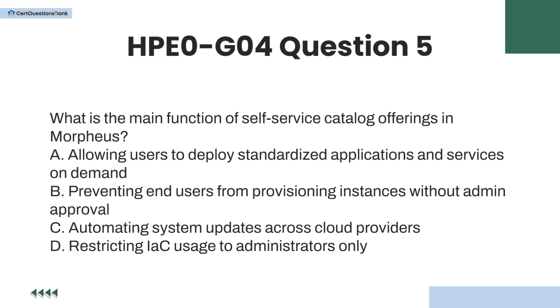What is the main function of self-service catalog offerings in Morpheus? A. Allowing users to deploy standardized applications and services on demand. B. Preventing end users from provisioning instances without admin approval. C. Automating system updates across cloud providers. D. Restricting IaC usage to administrators only.